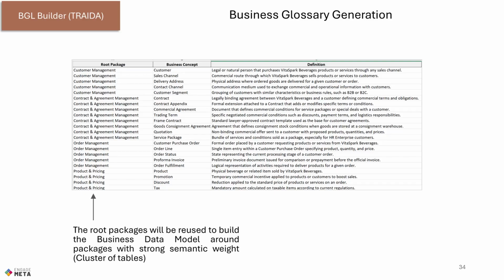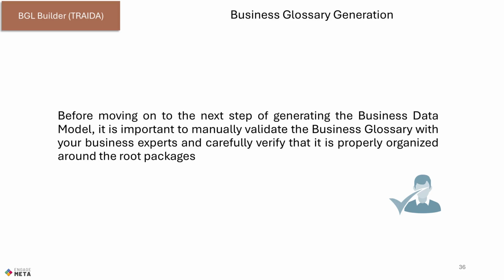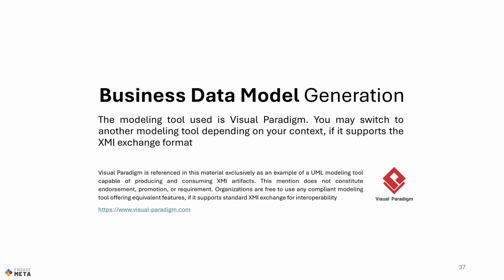Root packages organize business terms into coherent domains. They structure the future data model. AI may infer additional terms beyond the original use case. These anticipate future business evolutions. The glossary must always be validated by business experts. Human validation remains essential. We now generate the business data model.